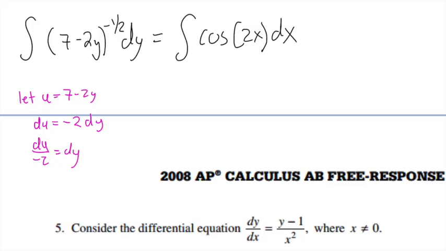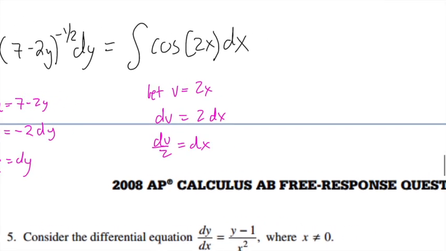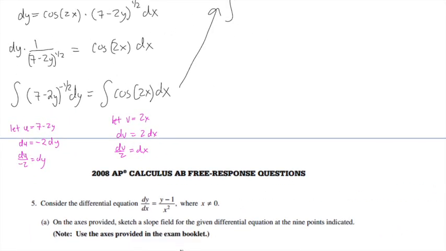And then over here on the right, we're going to let v equal 2x. dv is 2 dx. So dv divided by 2 is dx. So this will be the integral of u to the -1/2 du over -2 equals the integral of the cosine of v, and this is going to be dv over 2.